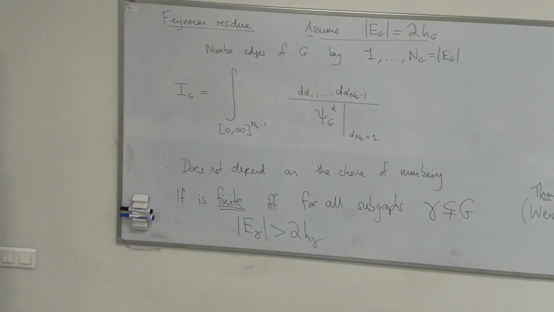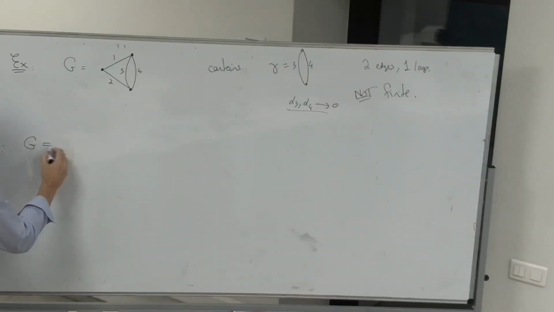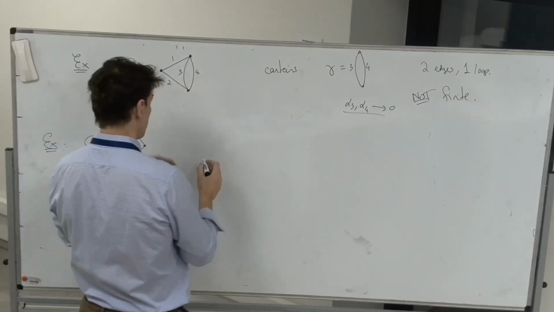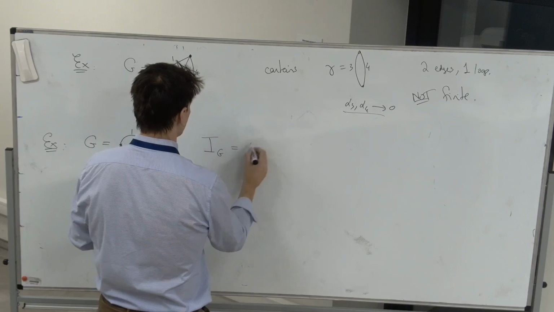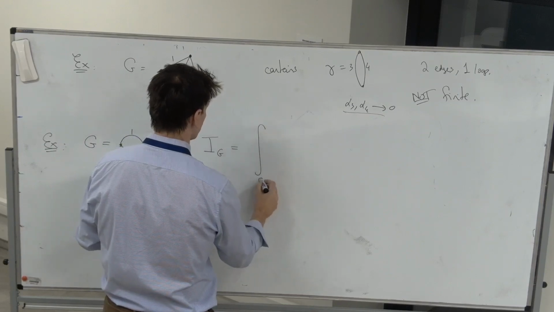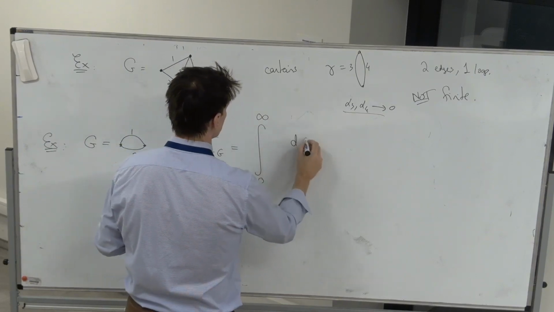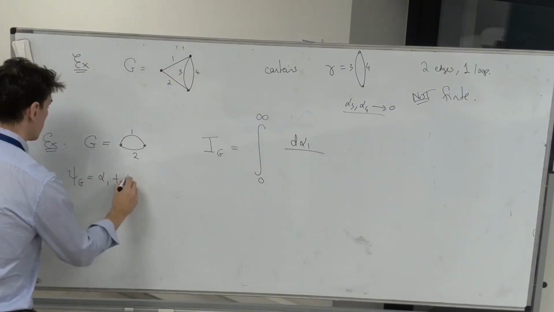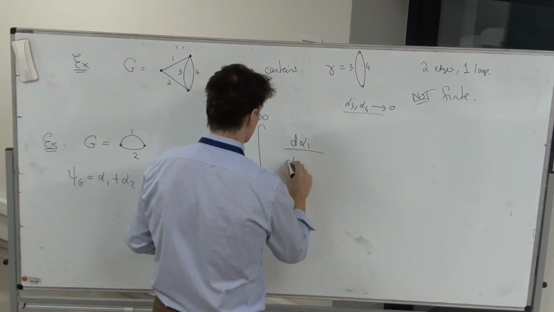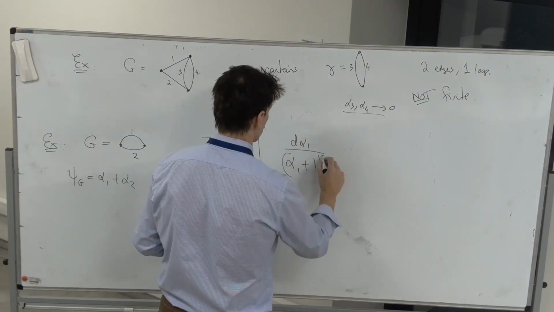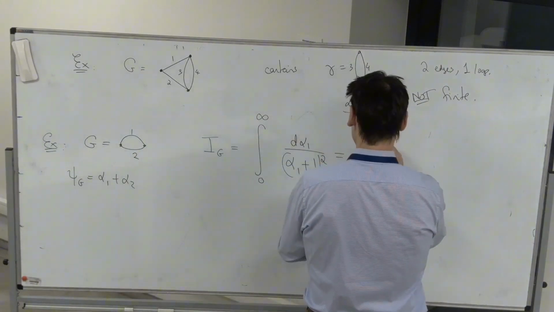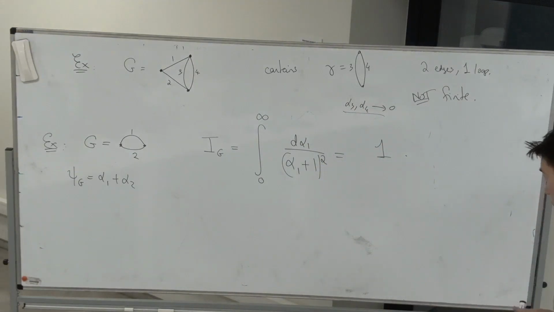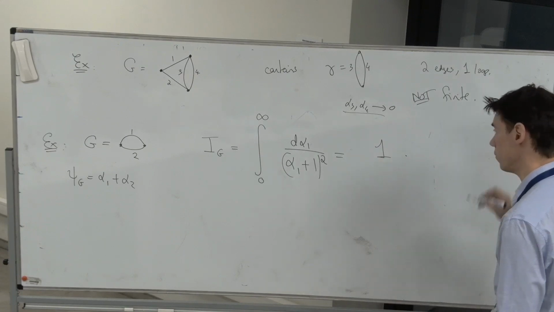So let's do the first example. The simplest example is G is this. It's the only example we can really do on the board. I_G is going to be the integral from 0 to infinity d alpha 1. Oh, sorry, I forgot to say here psi G is alpha 1 plus alpha 2. So this is going to be 1 over (alpha 1 plus 1) squared. And this is 1. Okay. So this Feynman residue is 1.